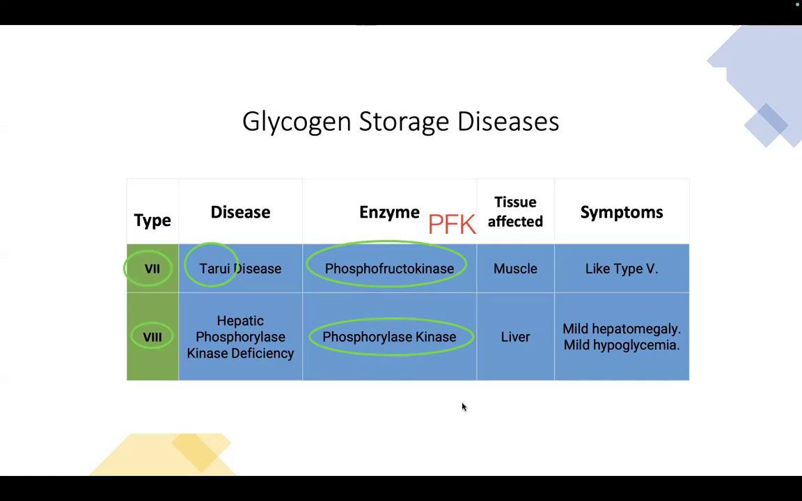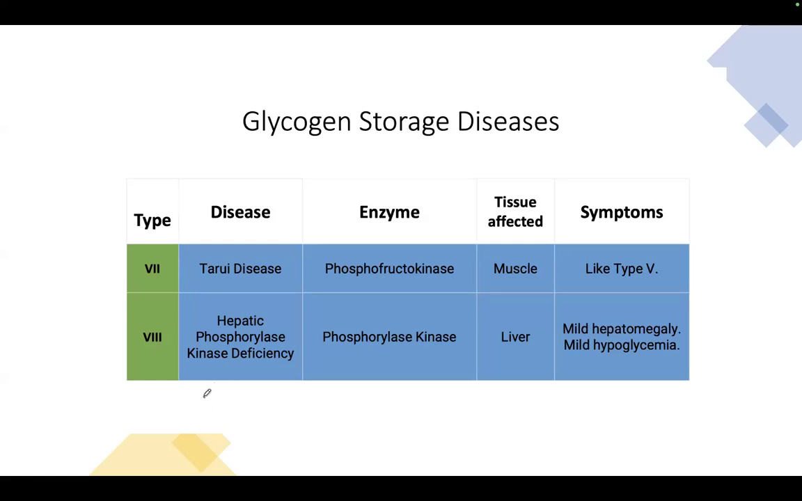Now question, which of these two would present with hemolytic anemia? There's only one glycogen storage disease that presents with significant hemolytic anemia, and that is Tarui. Tarui's disease will present with hemolytic anemia.